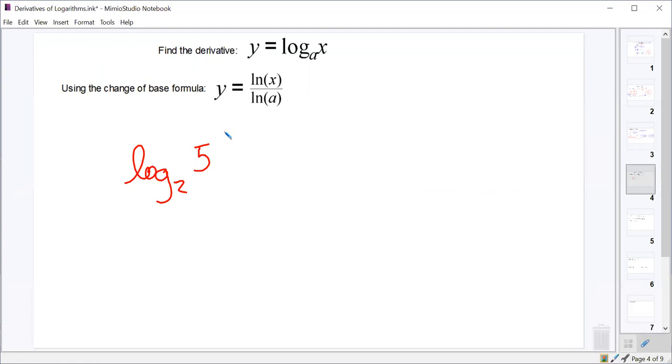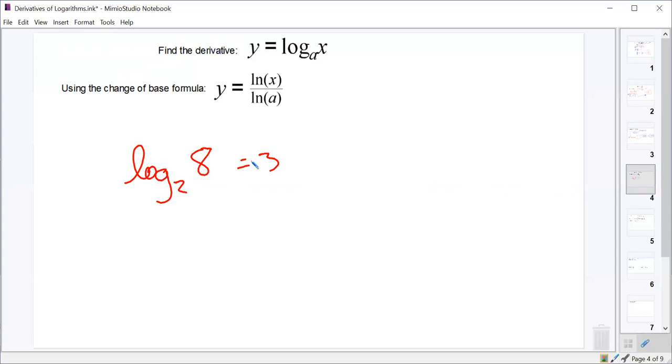Most calculators don't have a function that evaluates bases other than natural log or base 10 for logarithms. So if you were asked to evaluate log base 2 of 5, in fact, let's do a different one. We know what log base 2 of 8 is, right? What does log base 2 of 8 equal? 3. It should be 3, right? Because 2 to the third is equal to 8.